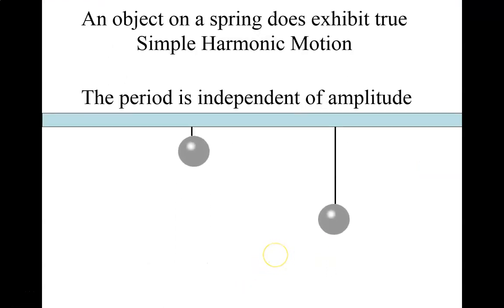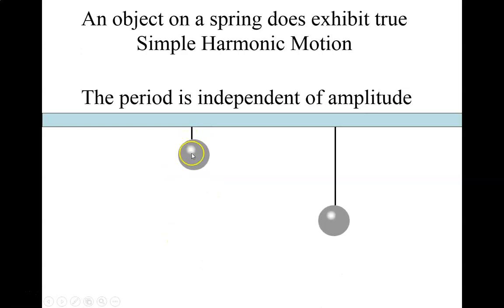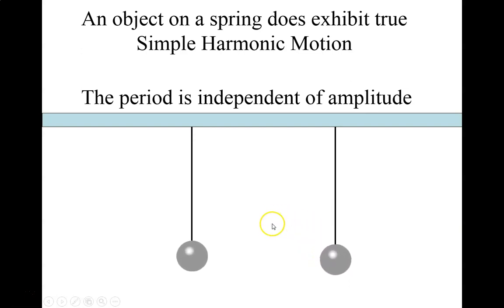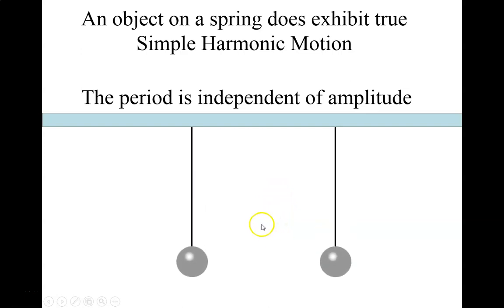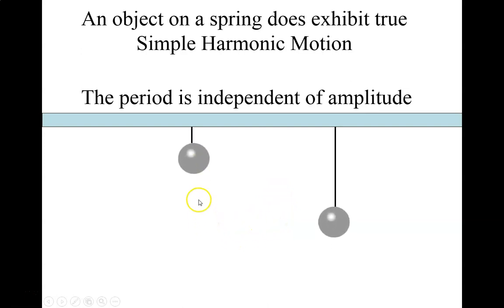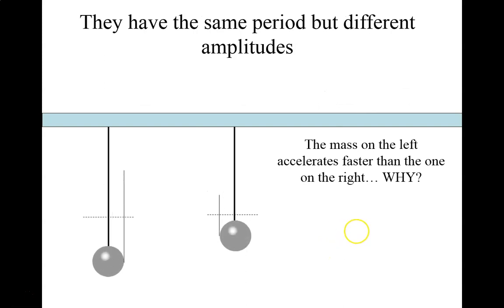An object on a spring, so let's say we've got a mass hung from a spring, and we give it a pull, and we've got another one that's not oscillating quite as much. These do exhibit true simple harmonic motion, where the period, meaning the time it takes for an oscillation, isn't affected by the amplitude, which is how big the oscillation is. Here we've got a big amplitude oscillation and a small amplitude oscillation, but they both take the same amount of time. So they both have the same period, but different amplitudes.